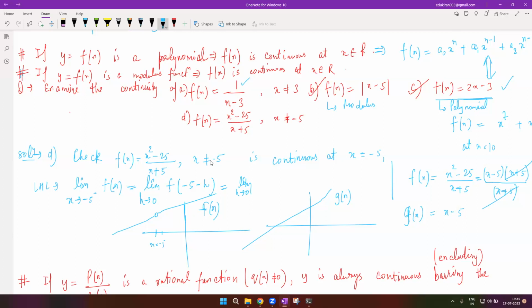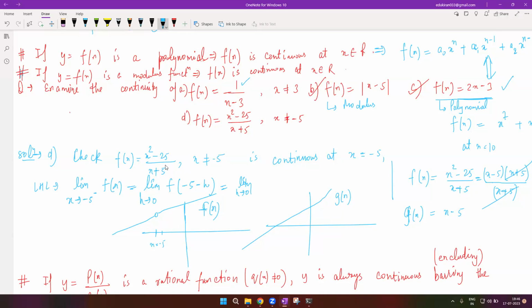I mean, at -5 there is no answer for this, right? Also understand this. See, LHL and RHL at x is equal to -5 exist for f(x) and for g(x) also. There is definitely a finite answer for LHL as well as RHL for f(x) and for g(x). But f(x) does not exist at x is equal to -5, while g(x) exists at x is equal to -5. That is the only difference.